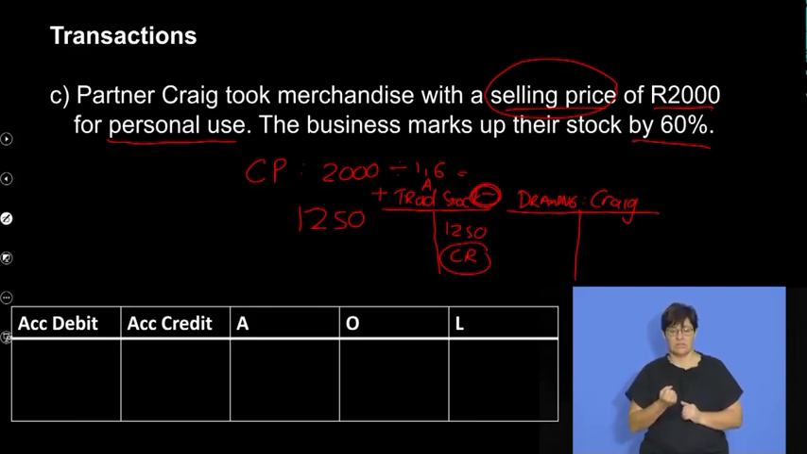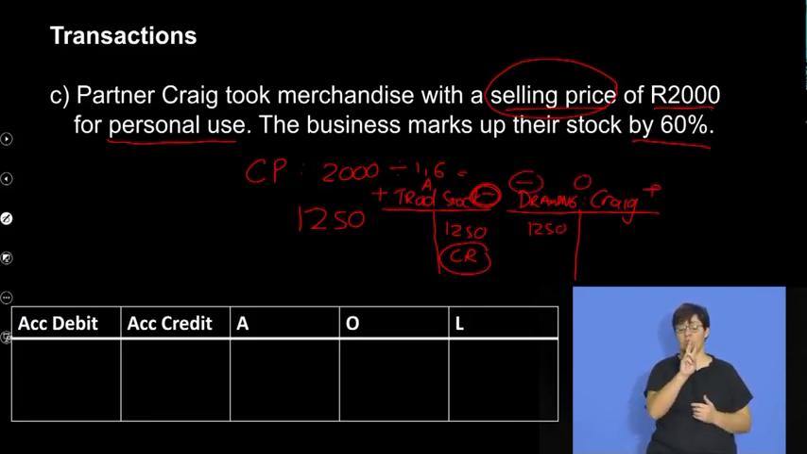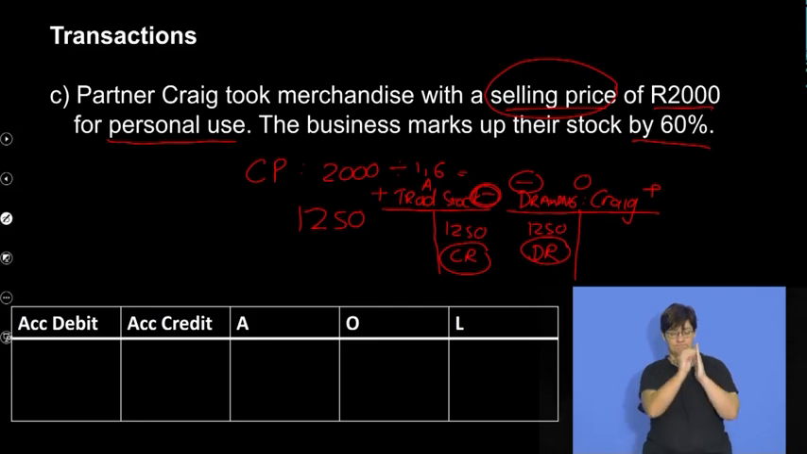And then drawings, we're going to debit drawings because equity is going to decrease. Owner's equity is now going to decrease by 1,250. And here's your debit. Okay. So let's fill that into our table. We've debited drawings.